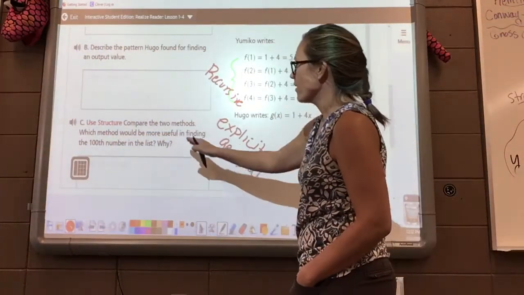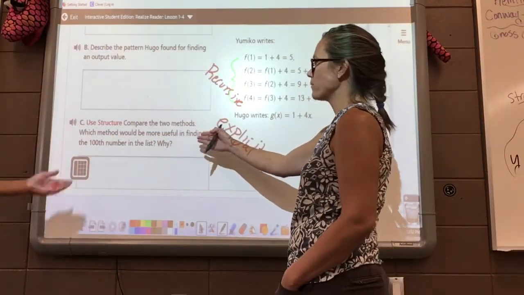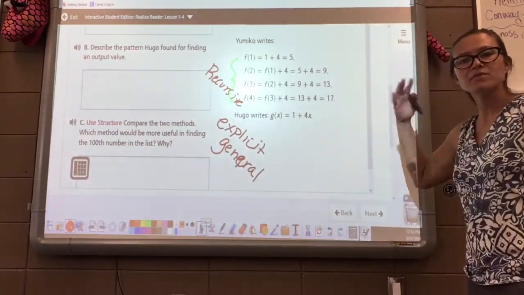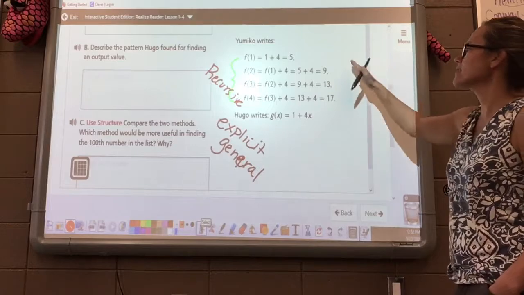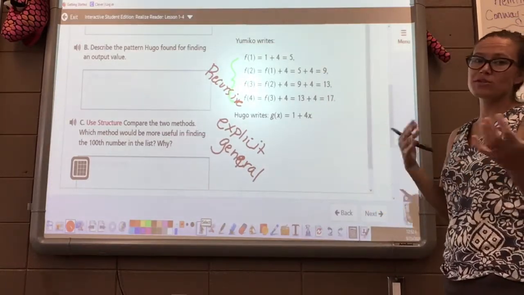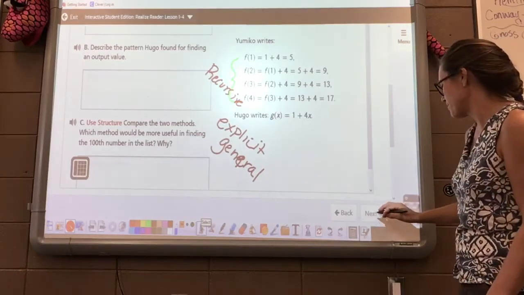As we go, compare the two methods. Which method would be more useful? Spill the beans. But that's okay, because as we go through, we're thinking, this is one way to do it, and this is another way. One has some benefits, the other has some benefits, and so we can use either.